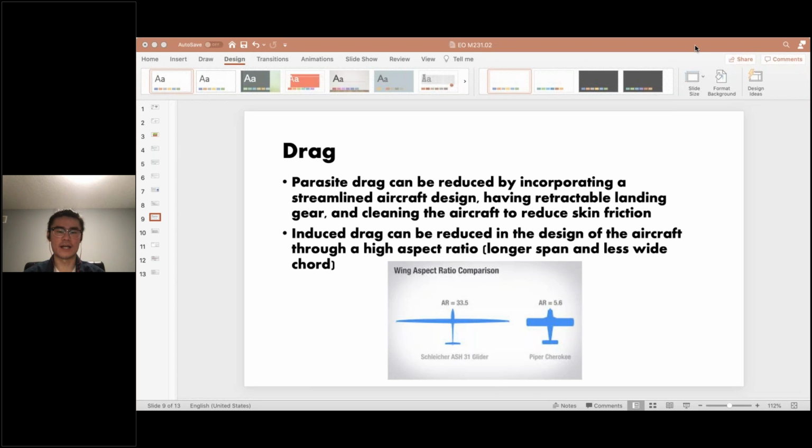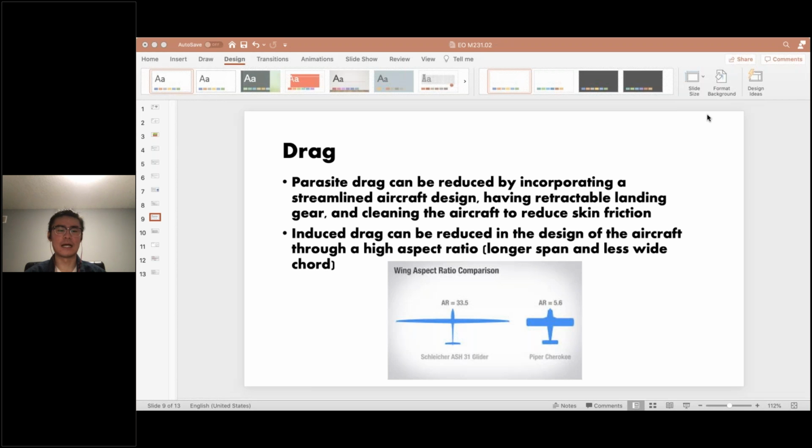And induced drag, the drag that cannot be eliminated, the drag caused by any parts on the airplane that are actually making you fly or stay afloat, can be reduced through the design of the aircraft with a high aspect ratio. This aspect ratio means a longer span and a less wide chord. Right, this aspect ratio, you want to utilize this.